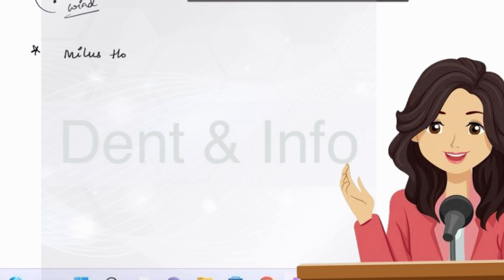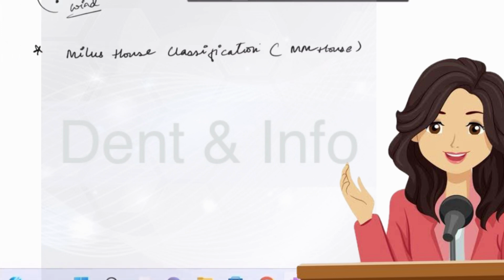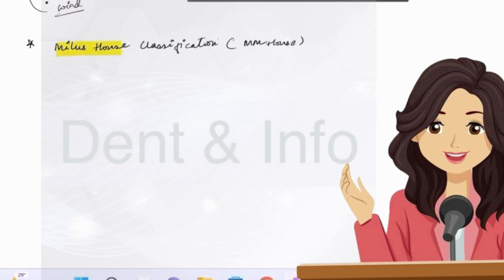Milus House classification, right? You must be thinking, what is this? What is Milus House? It is House classification. The first name is Milus here, right? So House classification is used to understand the basic patient psychology. I always tend to forget the spelling of psychology, but the psychology of your patient is from House classification.